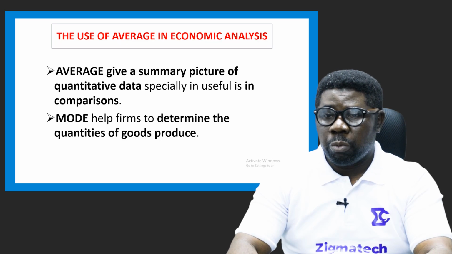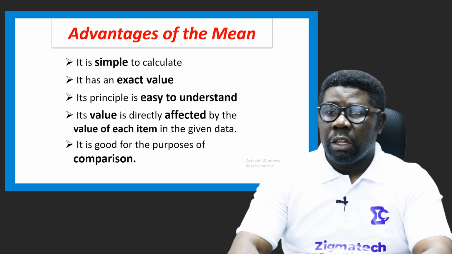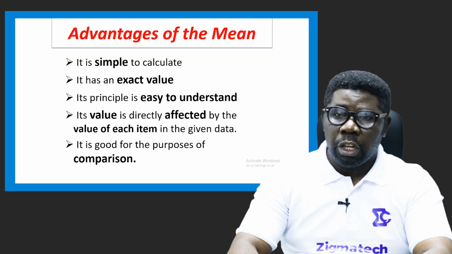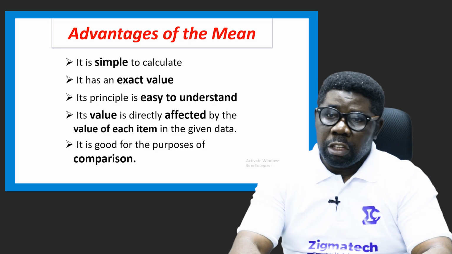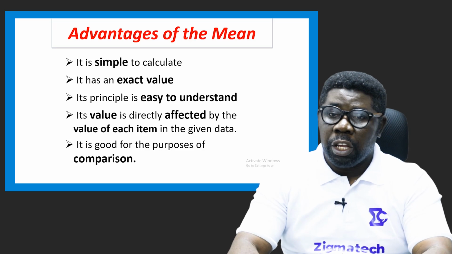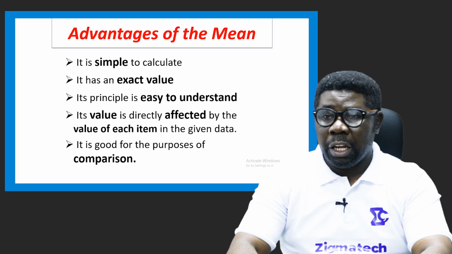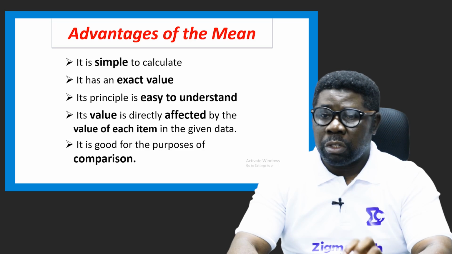more, that is more demanded. Now, what are the advantages of the mean? The mean helps us with simple calculation. It is simple to calculate because you add up the total and divide by the number, and you get the mean. It has an exact value. It is exact when you get it. Its principle is easy to understand.